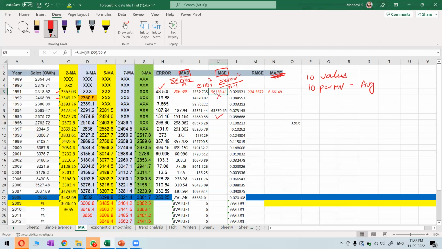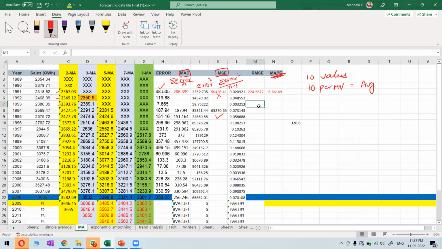Actually this is the sum of all these things divided by 22 minus 6 was taken, but that's not the correct answer. It can't be 18 because there are totally 18 observations over here. If we see, when we have to do n minus 1, it has to be 17. So this is the actual MSE.